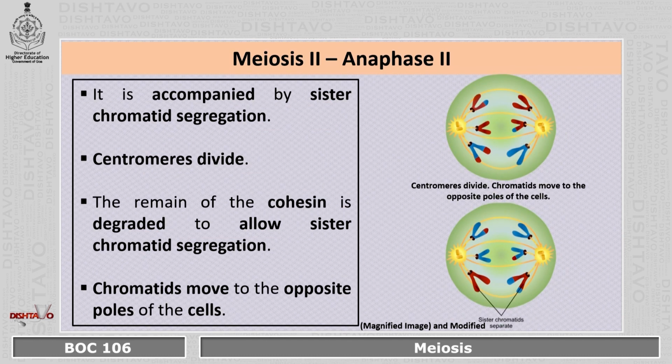It goes into the next phase, anaphase 2, after metaphase 2. It is accompanied by sister chromatid segregation. Centromeres divide. The remaining cohesin is degraded to allow sister chromatid segregation. The chromatids move to the opposite poles of the cell. The figure here explains that the chromatids move to the opposite poles of the cell. This movement of the chromatids towards the opposite poles is called anaphase, and in meiosis it is anaphase 2.